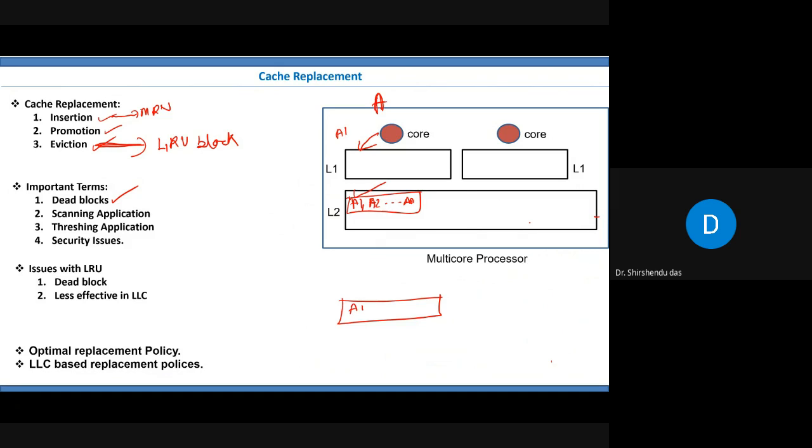After that, it will request a new block. So once it requests a block, it is not accessing the block again. It means it is becoming a dead block. So that's why I say scanning applications are the main source of dead blocks. So that part we have to understand, which one is called a dead block here.